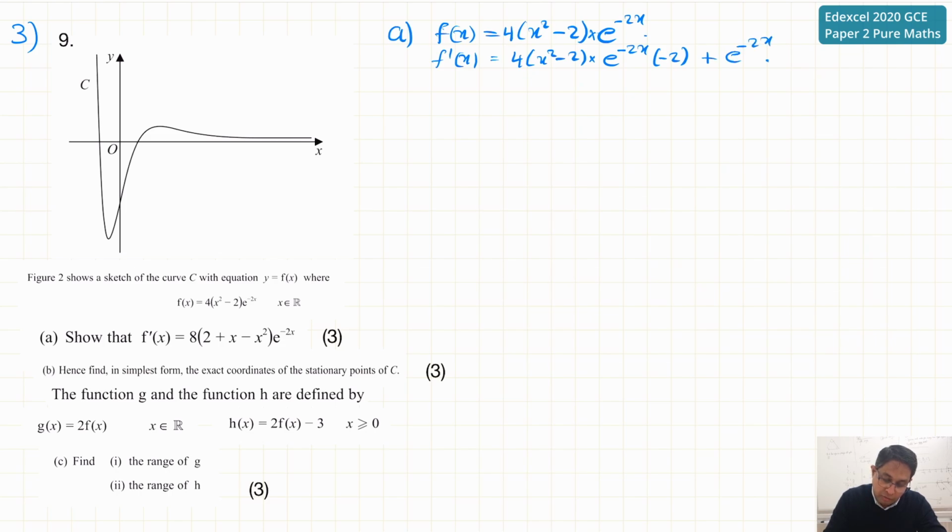Now differentiate this function, that would give us 8x. You can write this as minus 8x squared minus 2 times e to the power minus 2x plus 8x e to the power minus 2x. Now you can take 8e to the power minus 2x out. This gives us in the bracket minus x squared plus 2 plus x. Now you have this result here. If you want, we can rearrange this expression into this form.